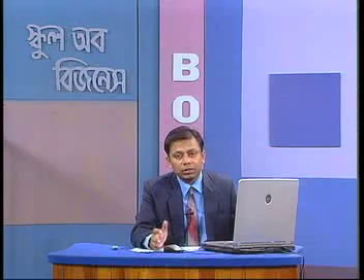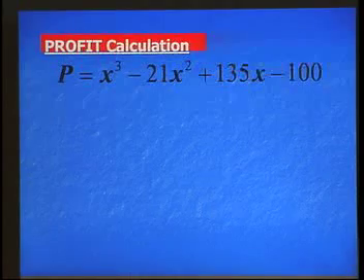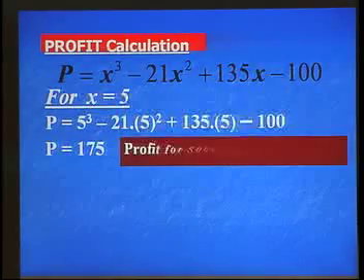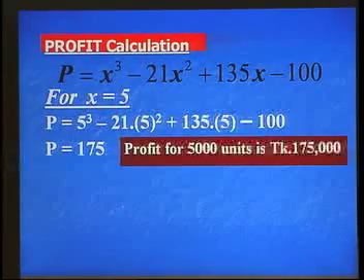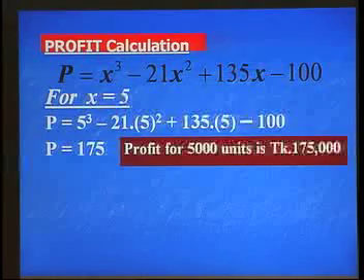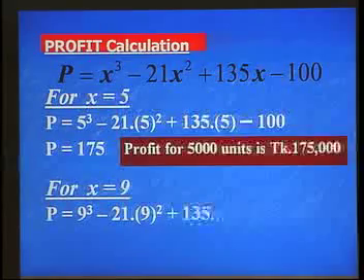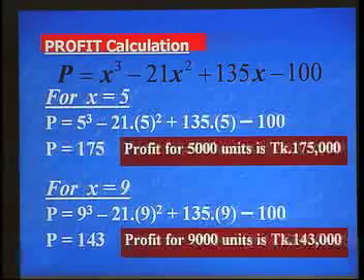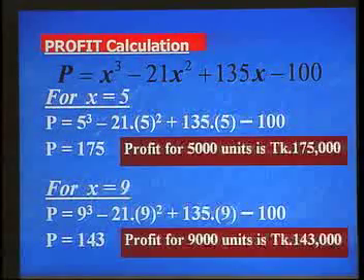We can now calculate the profit of the company for 5000 units and 9000 units. By putting the value of x = 5 and 9 in the profit function, we can calculate this profit easily. Using the profit function for x = 5, we find the value of P is 175. So, we can say that profit for 5000 units is taka 175,000, and for x = 9, P will be 143. So, profit for 9000 units is taka 143,000.